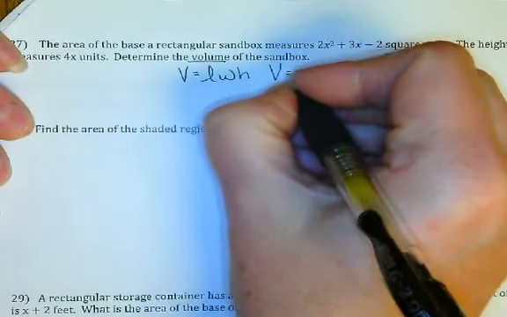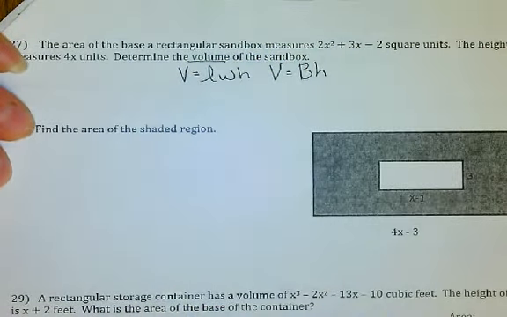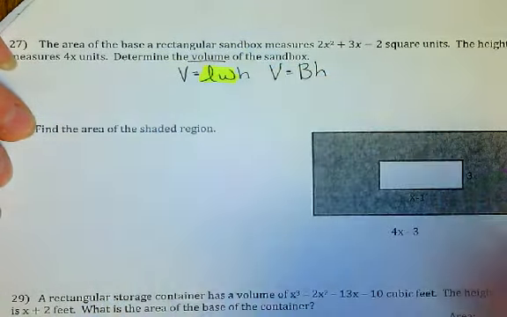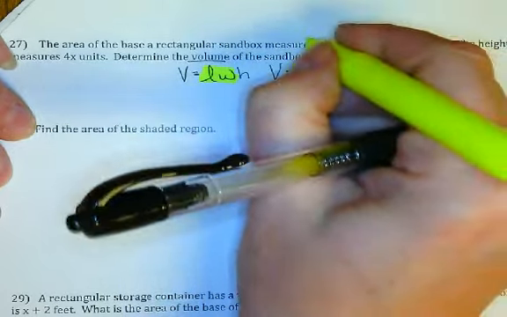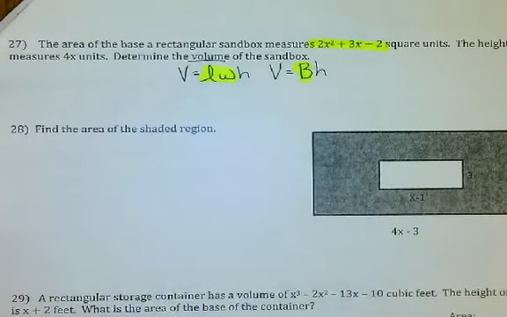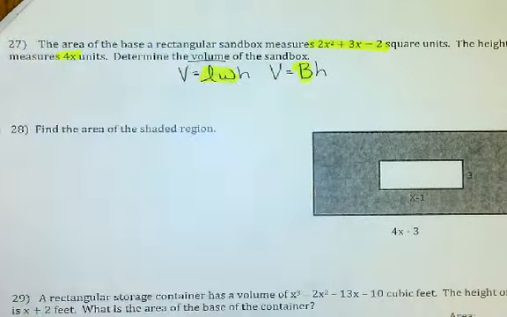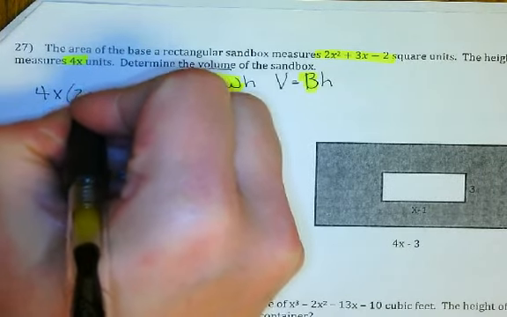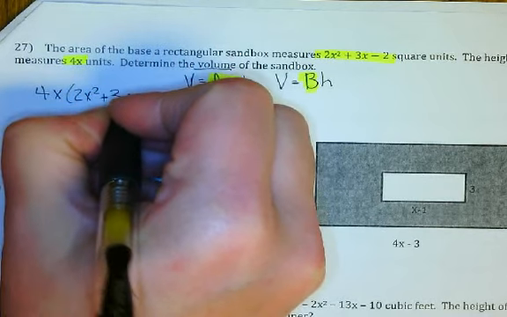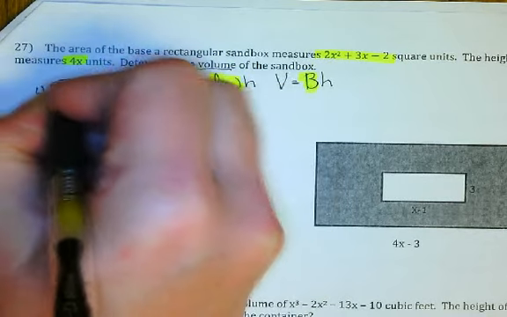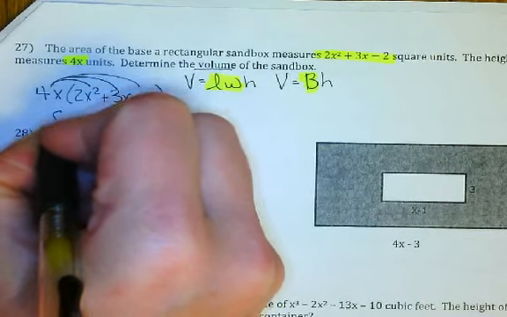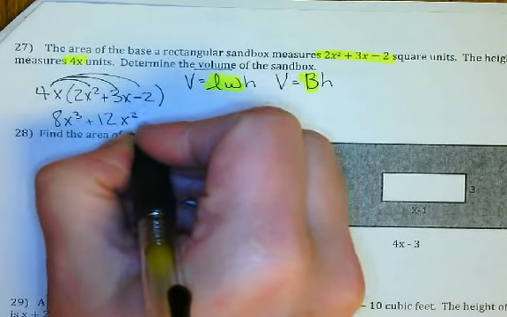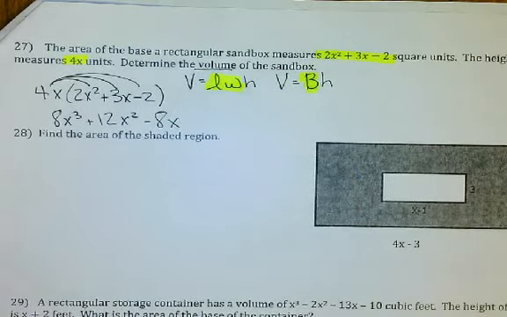Now, if you remember back to junior high, you also had the formula big B, which was the area of the base. So the area of the base would be the length and the width, so those are the same. So that's the area of my base. And then the height is the 4x. So I'm just going to multiply. So if I do 4x times 2x squared plus 3x minus 2, that gives me 8x cubed plus 12x squared minus 8x.